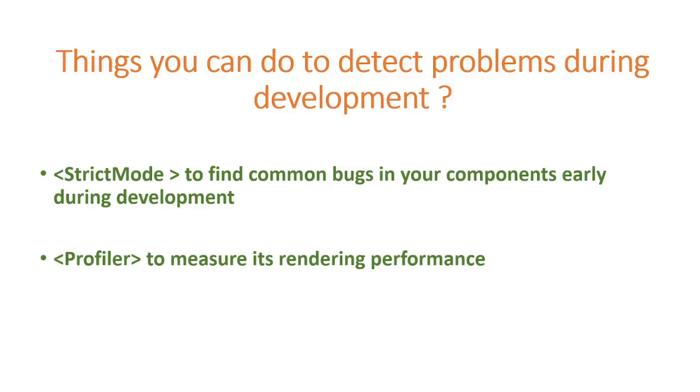So let's start with a basic level question, which I ask the candidates to check how they debug their code. The question is: things you can do to detect problems during development. So there are two common ways to do that. One is using strict mode, which you can use to find common bugs in your components early during development, and the second is profiler to measure your rendering performance. So let's see how that is done.